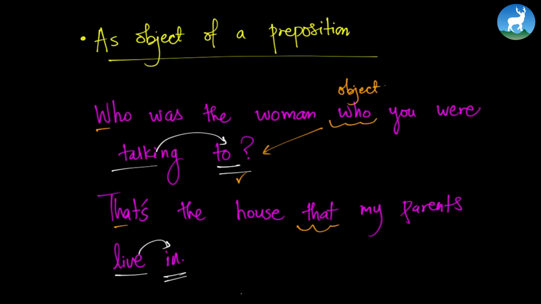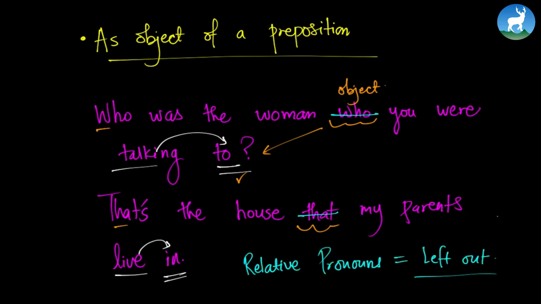But when the relative pronoun is the object of a preposition, we usually leave it out. Now again we do the same thing. Who was the woman you were talking to? There's no need to write who. Perfectly fine example. That's the house my parents live in. In this case, the relative pronouns are left out because we don't need them, correct? Why should we write the relative pronouns twice? There's no point in doing that.